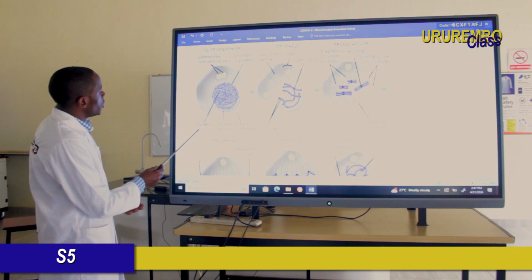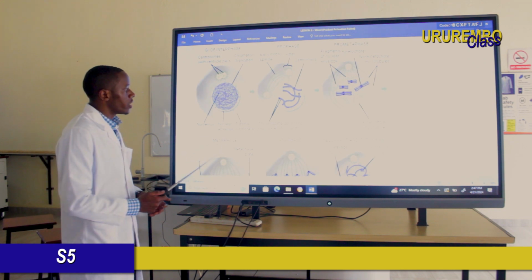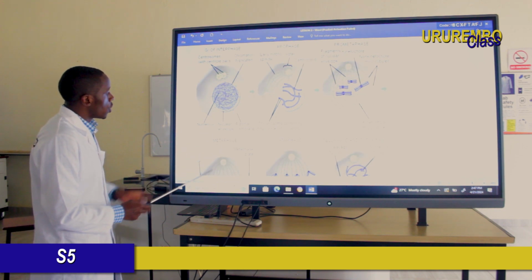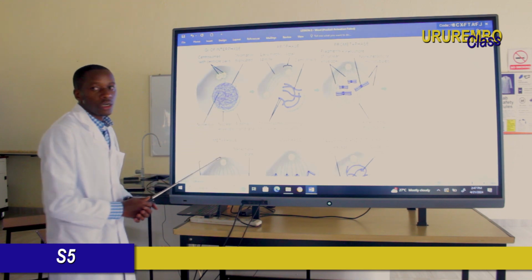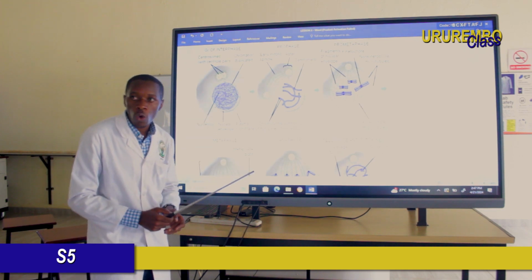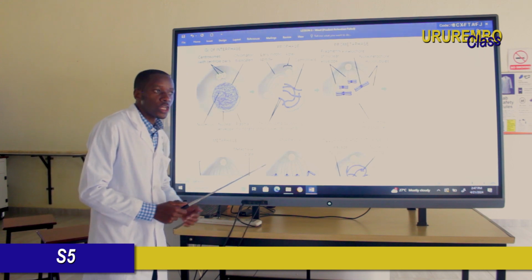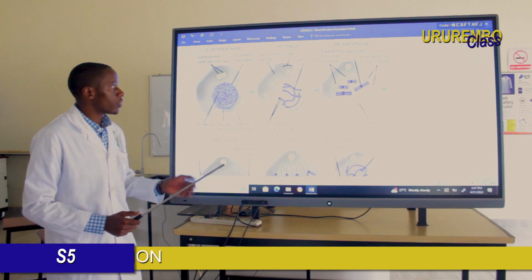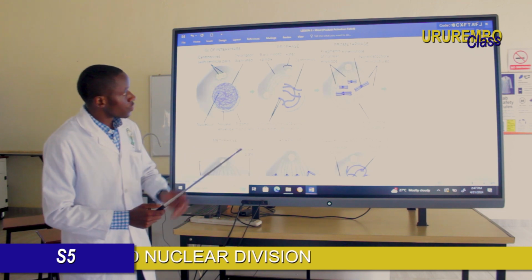Then the nucleus also exists. The nuclear envelope also exists. The plasma membrane also exists. And also chromatin, or duplicated chromosomes, also exists. After G2 of interphase, it is followed by the next phase called the mitotic phase, or mitosis. Here there are different phases of mitosis.